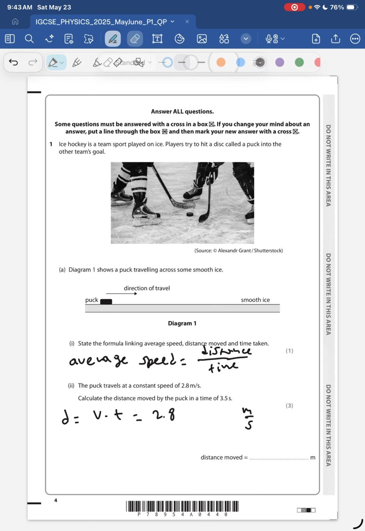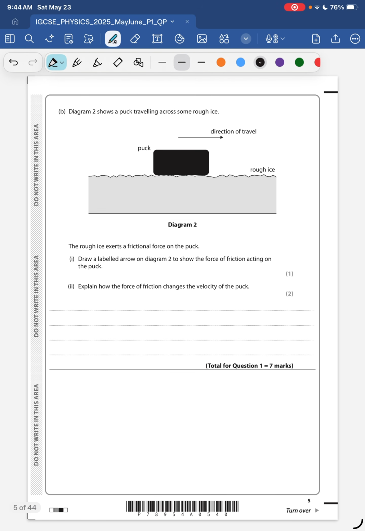Okay, so when I plug in numbers, I put all the numbers to the left and all the units to the right. This helps with manipulating both numbers and units. Anyway, so velocity is 2.8 meters per second, time is 3.5 seconds. So you see that seconds immediately cancel, for example, in this case, okay? And the distance works out to be 9.8 meters, which is our answer.